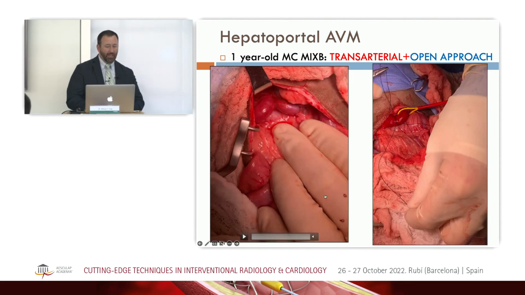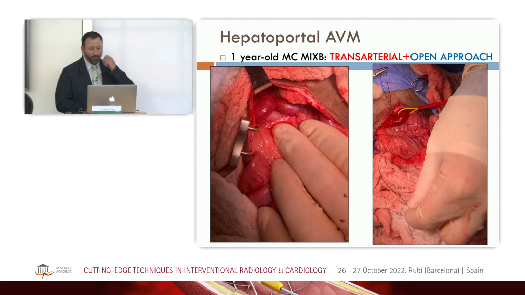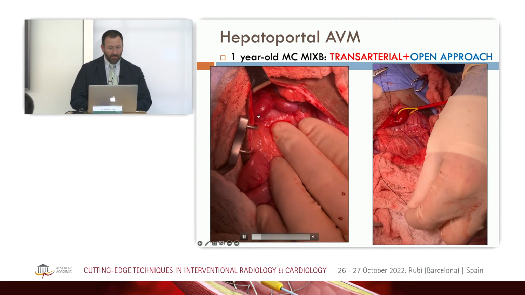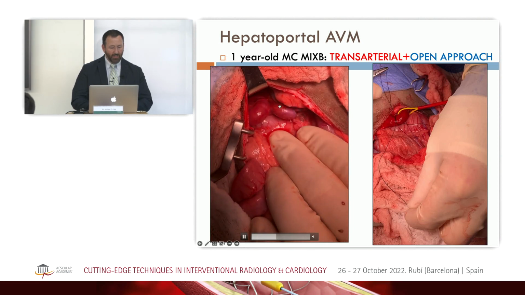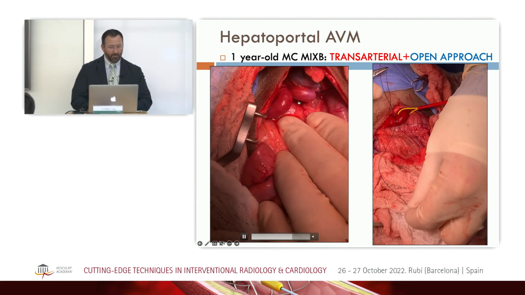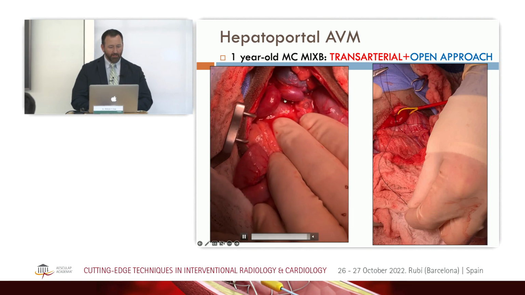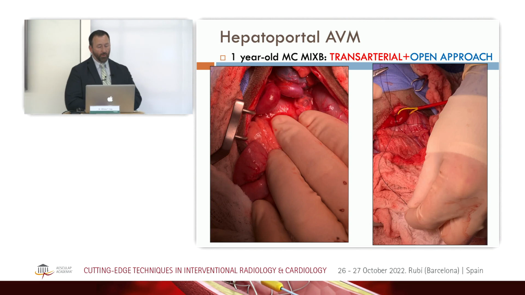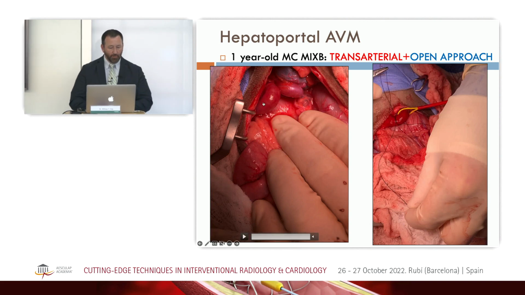So I ended up going in because I was still seeing flow coming through. And you can see how crazy these vessels look when you're in there. So big abnormal looking vessel here in the liver. This is a small dog. There's a gallbladder sitting there. So big abnormal looking vessel. And so my goal was to do a combination of transarterial plus ligation of this big dominant outflow vein.